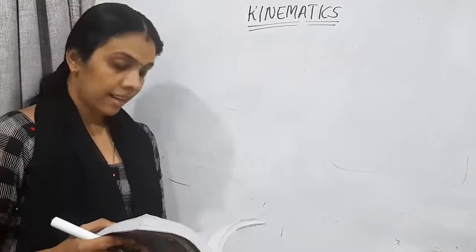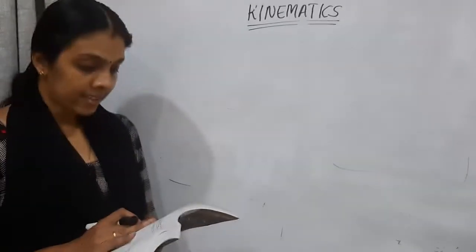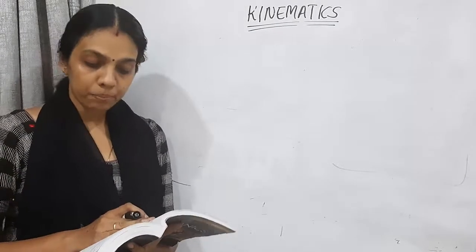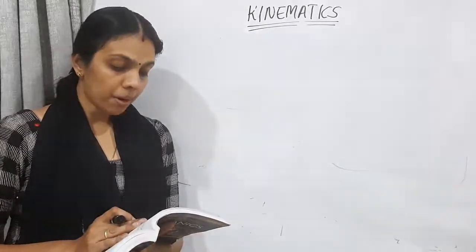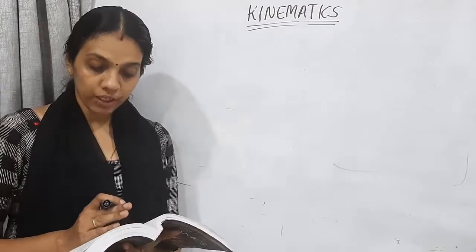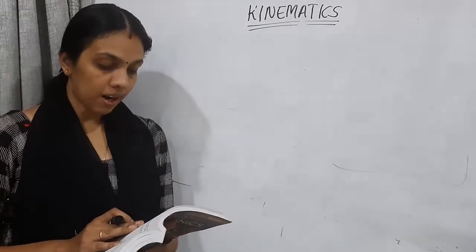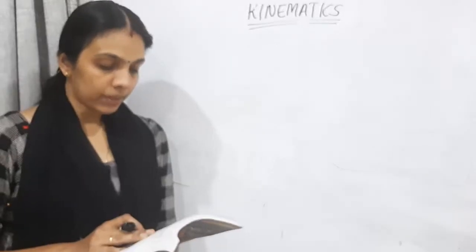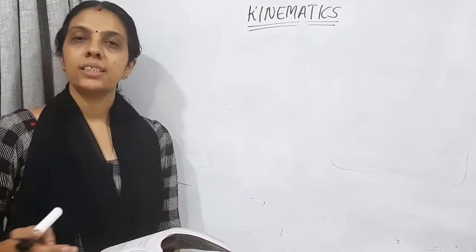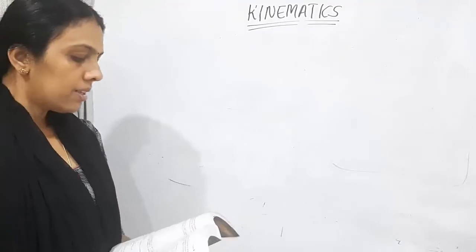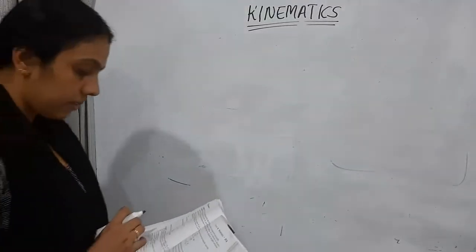Okay, clear? Next question is, in a car race, car A takes a time t less than car B at the finish and passes the finishing point with a speed V more than that of car B. Assuming both the cars start from rest and travel with constant accelerations A1 and A2, then show that V equals root A1 A2 into T.